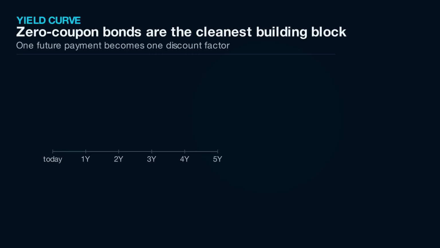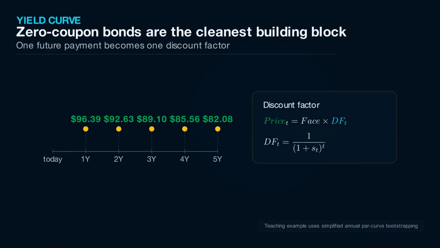The cleanest way to understand the curve is with zero-coupon bonds. A zero-coupon bond has only one cash flow: pay today, receive par at maturity. If a 1-year zero bond pays $100 next year and costs $96.39 today, the market is saying that $100 1 year from now is worth $96.39 today. Do that for every maturity, and you have a discount curve. That curve is the skeleton under almost every rate-sensitive asset.